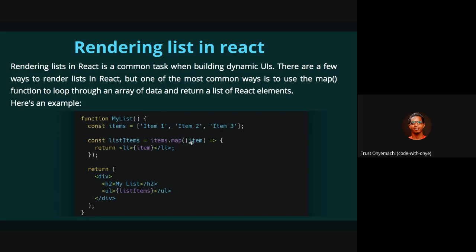What I can do is map it, like break the array into pieces to get each of the items from that array. And for me to do that, I'm going to use this map function. And the way this map function works is like items, then you put your dot map, because items is like an object.